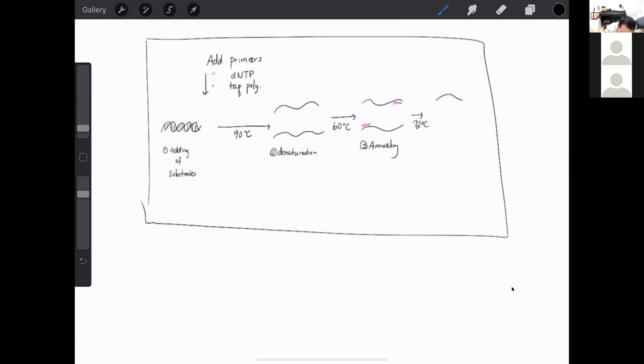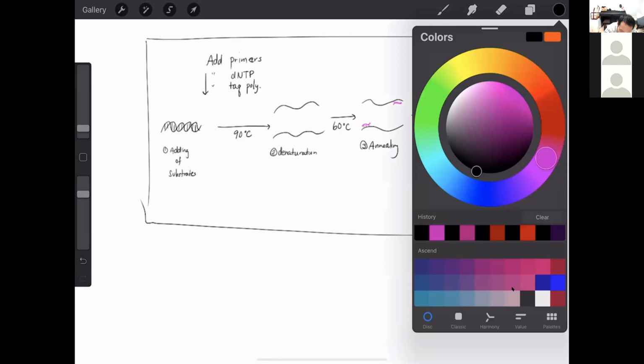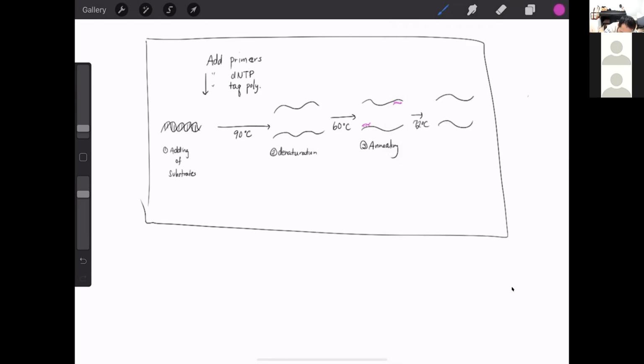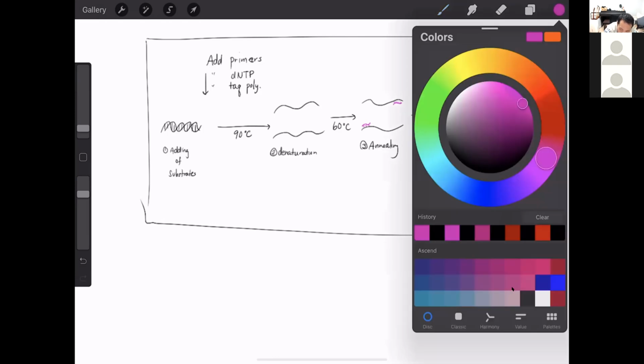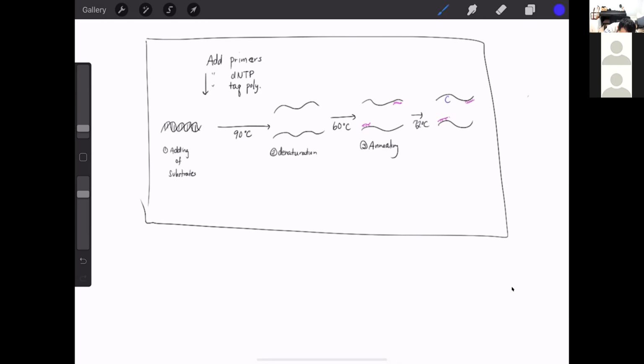And at 72 degrees, what's going to happen? Well, remember, we have the primers attached here. We have the Taq polymerase. So let's make Taq polymerase blue. So Taq polymerase is now going to take this primer and make a copy, just like that. Make a copy of that DNA. So now the whole thing that you see here is a single cycle.